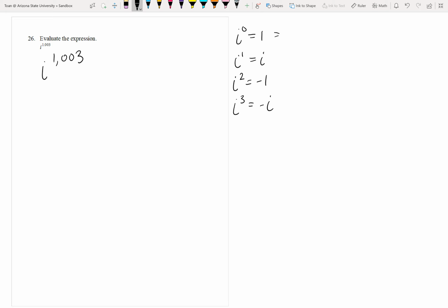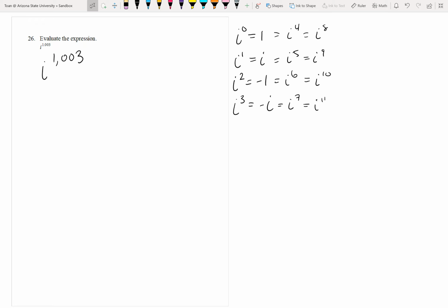So i to the 4th is the same thing as 1. i to the 5th is the same thing as i to the 1st. i to the 6th, i to the 7th, i to the 8th, i to the 9th, i to the 10th, i to the 11th, so on and so forth. But if I want to evaluate i to the 1003, I don't want to continue this list forever to 1003. So the idea is that powers of i repeat every group of 4. So I want to pull out the duplicates or the groups of 4 from this big exponent.